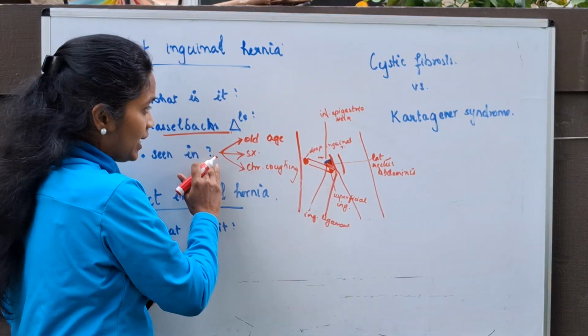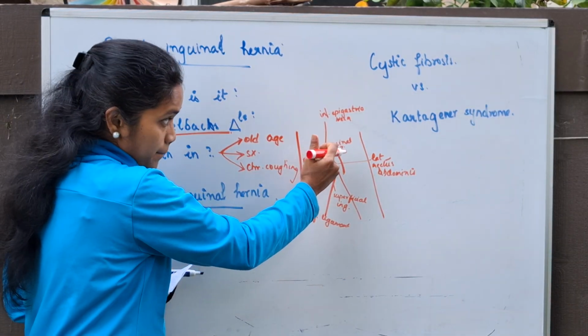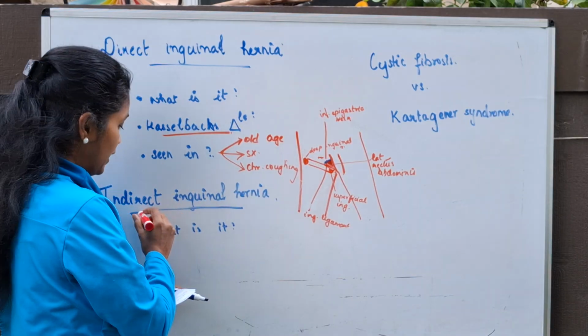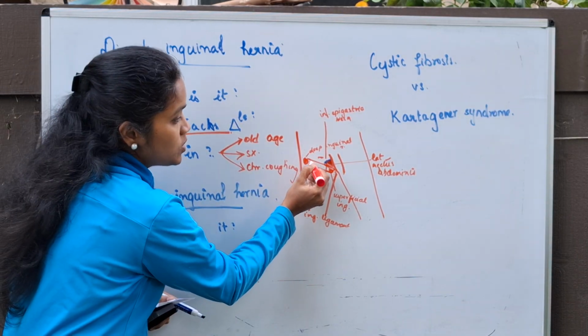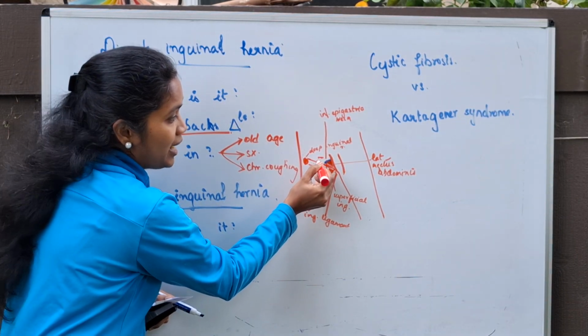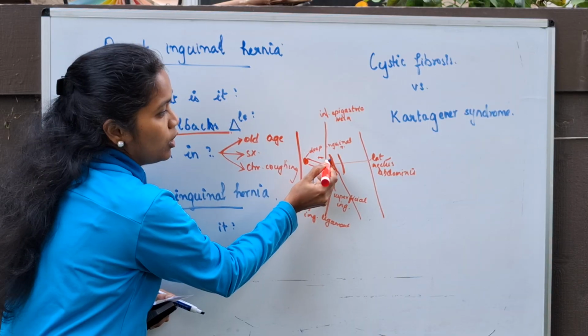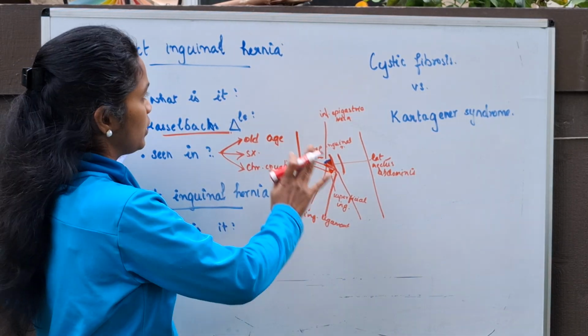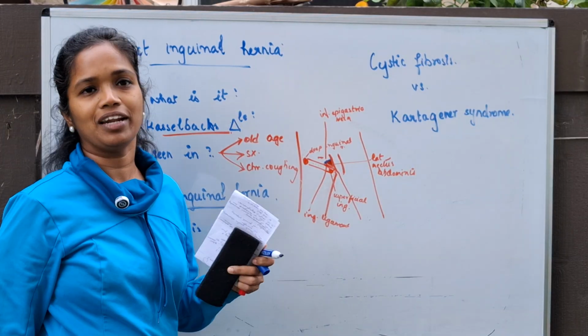So the direct inguinal hernia happens medial to the inferior epigastric vein. But in indirect inguinal hernia, since it is taking this longer route, it is lateral to the inferior epigastric vein, if you see in this picture. So this is in short about the difference between the direct and the indirect inguinal hernia.